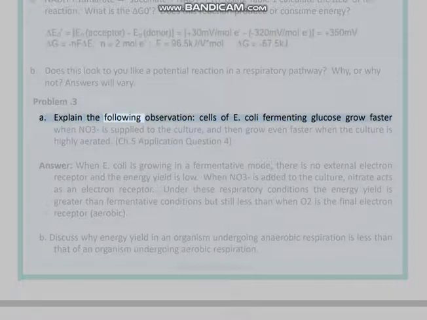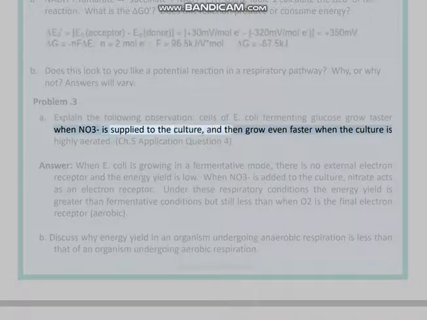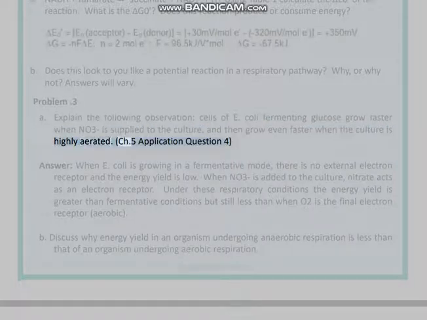A. Explain the following observation. Cells of E. coli fermenting glucose grow faster when NO3 is supplied to the culture, and then grow even faster when the culture is highly aerated. Chapter 5 application question 4.